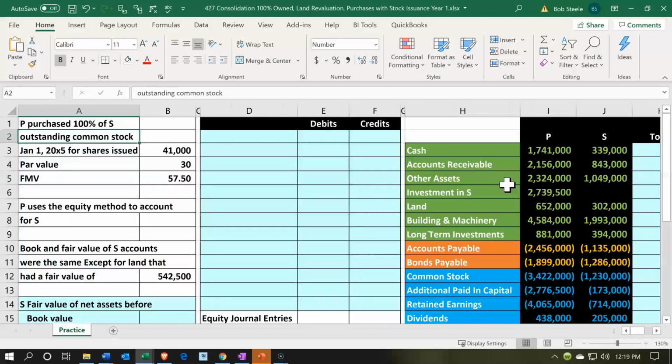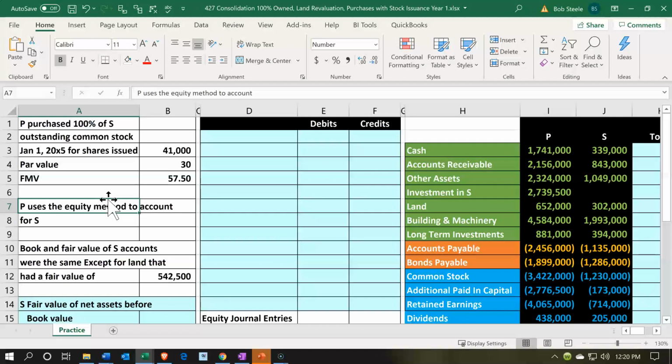Let's consider our data. We're going to say P purchased 100% of S. P is going to be the parent company. S is going to be the subsidiary. 100% purchased. That purchase took place, we're going to say, at the beginning of the year, January 1st. In this case, January 1st, X5. And now it's a year later.